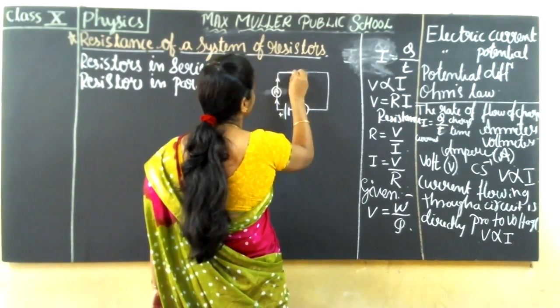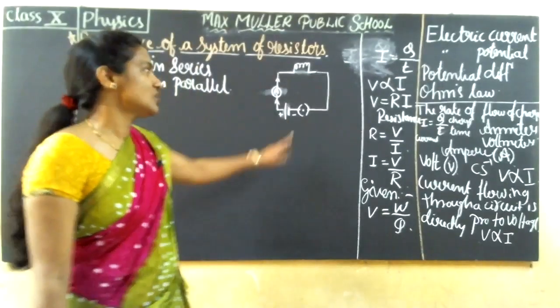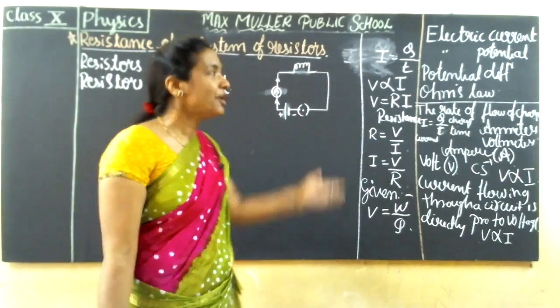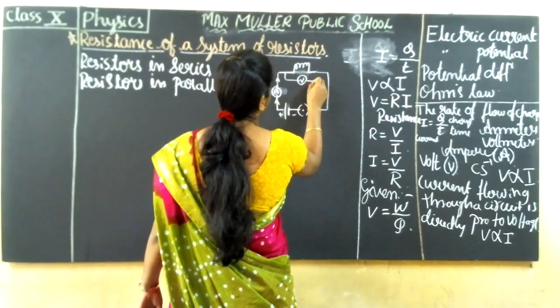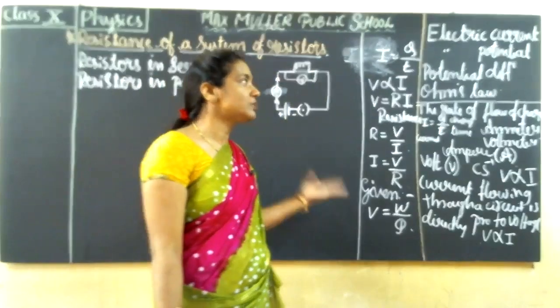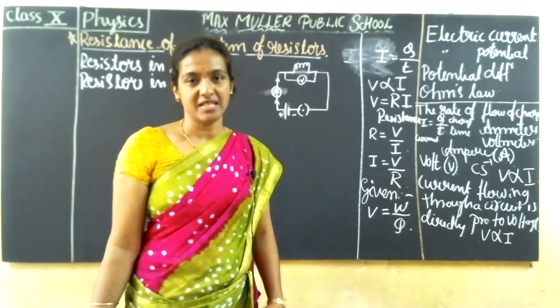We just kept one bulb here. Okay, this was our circuit diagram while learning about the electric current. When it comes to potential difference, I have kept here one voltmeter. As we know, a voltmeter is an instrument that measures the potential difference, right?